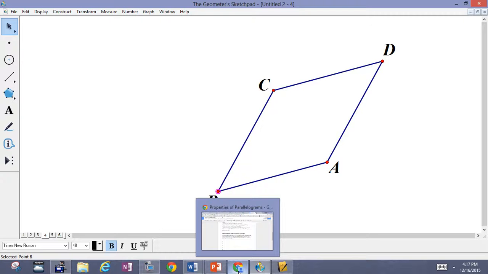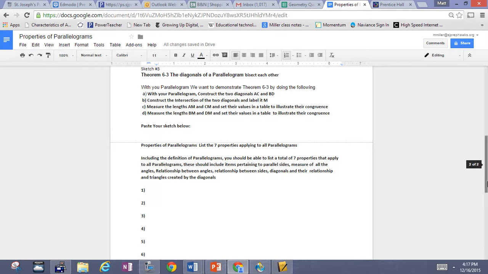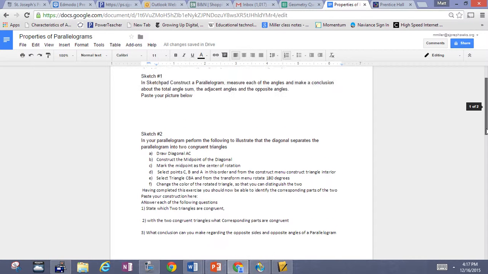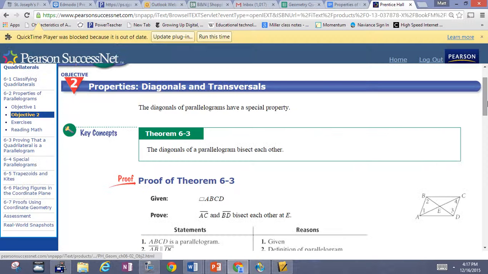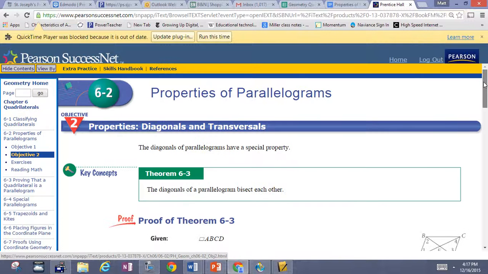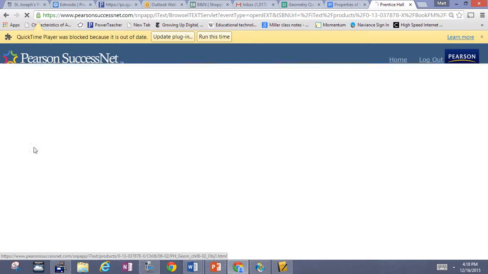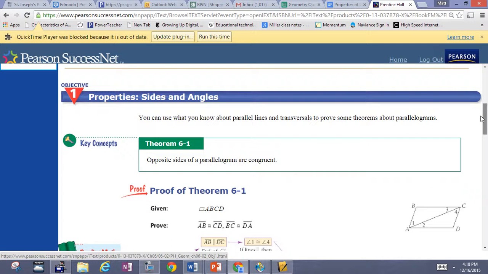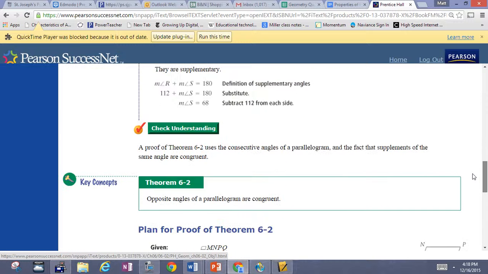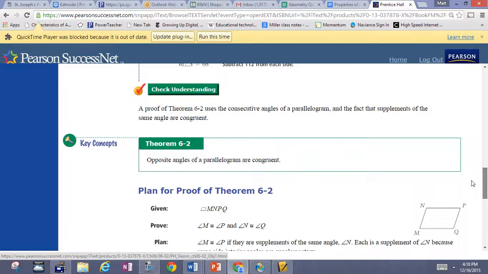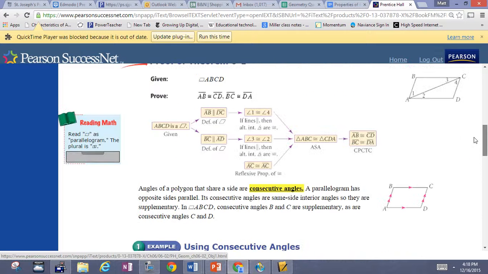And then also go through your drive and look at this document to know what is going to be expected of you, okay? And then also it would help to preview theorems 6.1, 6.2, and 6.3 found in section 6.2. Here's theorem 6.1, opposite sides of the parallelogram are congruent, and opposite angles of the parallelogram are congruent, and theorem 6.3, which says the diagonals bisect each other.